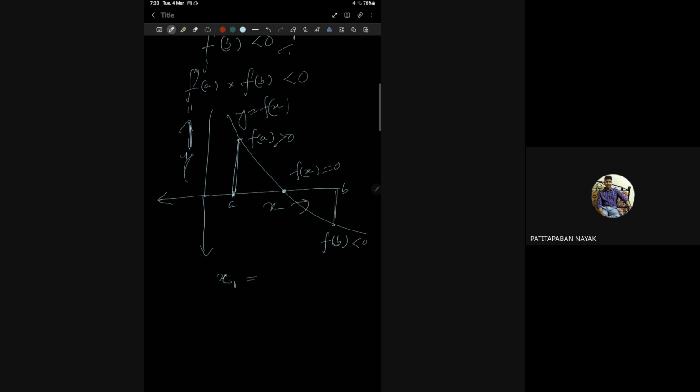x1 which will be equal to a plus b by 2, the midpoint of a and b. Let's say this is the midpoint of a and b, x1. I'll find out f of x1 and check whether it is greater than 0 or less than 0.